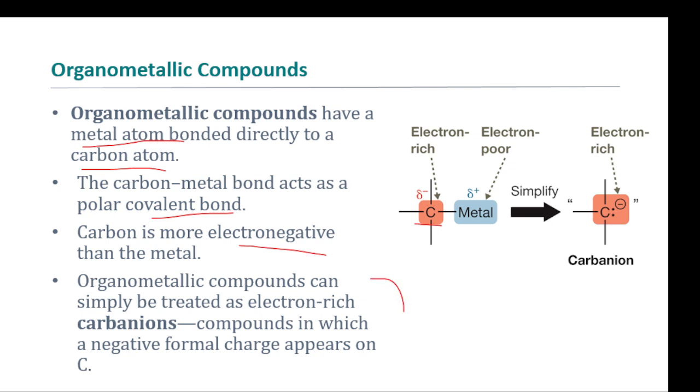The organometallic compounds can be simply treated as electron-rich carbanions, a carbanion being a negatively charged carbon. And so the negative formal charge actually appears on the carbon, and we can basically just treat this as an electron-rich species where we have a lone pair on the carbon, because those fall apart quite easily, though they are actually polar covalent bonds. They're not ionic. Okay?